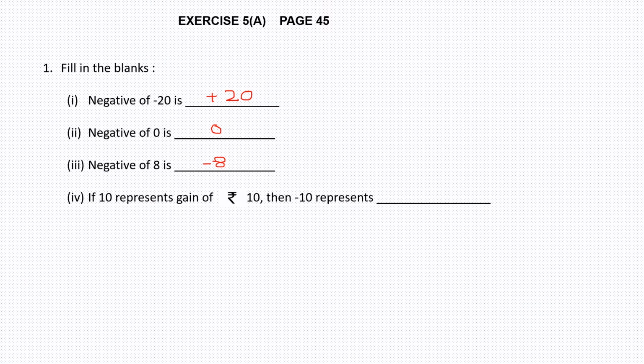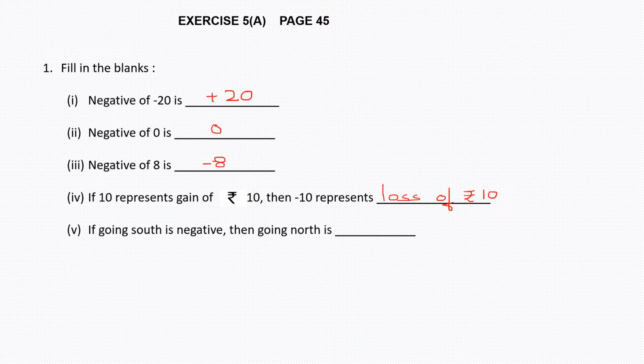If 10 represents a gain, gain means a profit. If 10 represents a gain of rupees 10, then minus 10 will represent, what is the opposite of gain? Loss. So minus 10 will represent a loss of rupees 10. Let me say that again. If 10 represents a gain of rupees 10, then minus 10 will represent a loss of rupees 10. If going south is negative, then going north is positive.